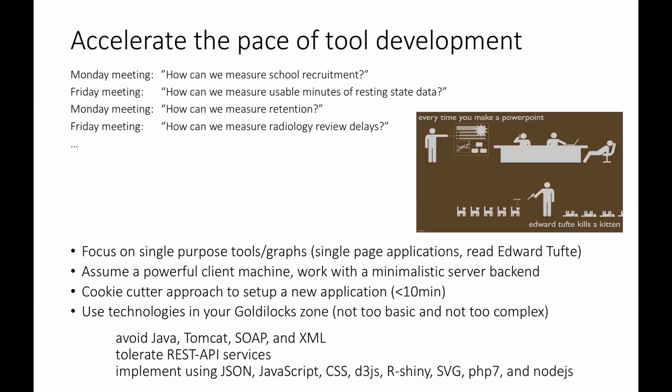So we instead tend to use JSON APIs. We work heavily with JavaScript and libraries like D3.js, or Shiny. We use CSS and SVG for graphic rendering, and on the server we are focusing on PHP, which is very, very easy to use and reuse. And for more complex applications, we are using Node.js.